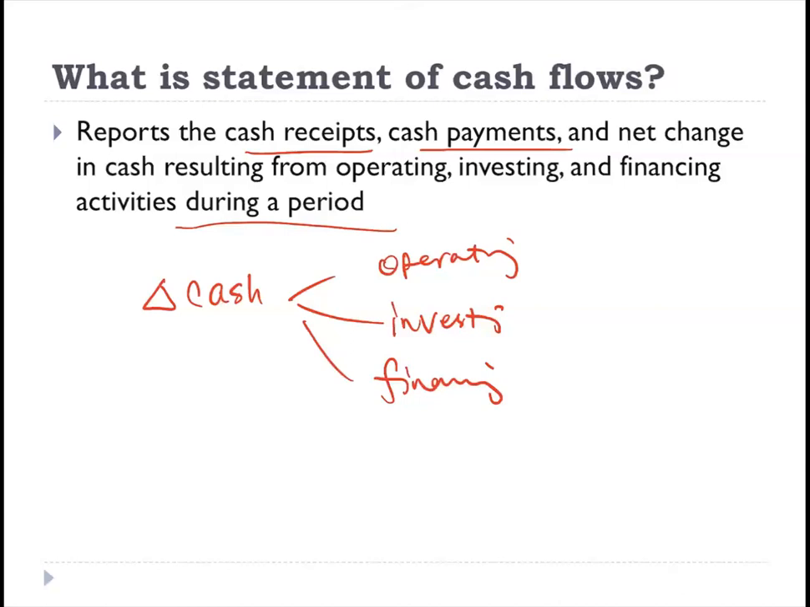And then firms may decide that instead of raising capital through issuing stock, they may decide to borrow from a bank. So that is also a cash inflow from financing activity. So this is just, in a nutshell, what statement of cash flow is. And we're going to talk about it in detail in the rest of today's class.